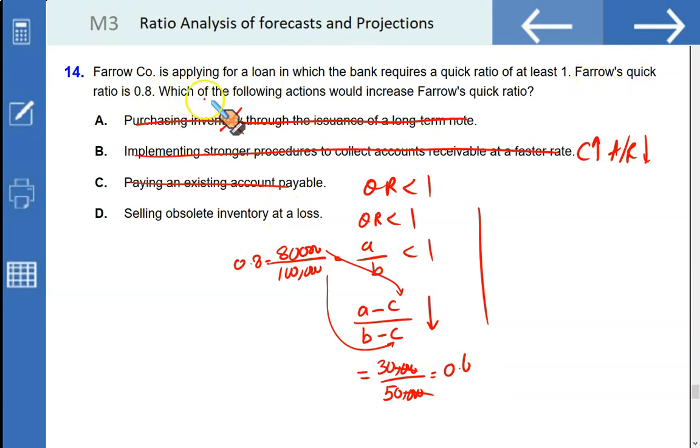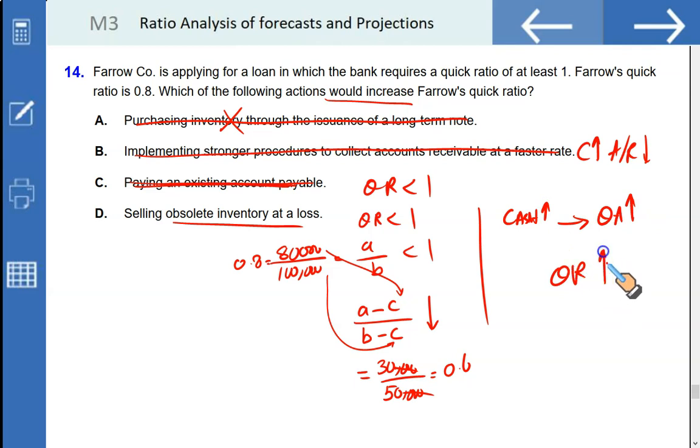For Faro, quick ratio is 0.8. Which of the following actions would increase it? This action would decrease the quick ratio. Not the right thing to do. Selling obsolete inventory at a loss. Even at a loss, selling inventory will increase your cash balance, and this cash balance feeds into the quick assets. Quick assets go up, so your quick ratio will improve. Why does inventory have no effect? Because quick assets do not include inventory. So when you sell inventory, there is no impact of inventory on the quick assets, but the resulting receipt of cash will increase your quick assets. Hence, the quick ratio will improve. So that makes D the correct option.